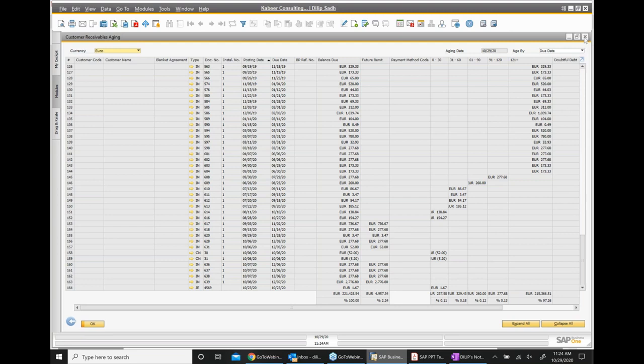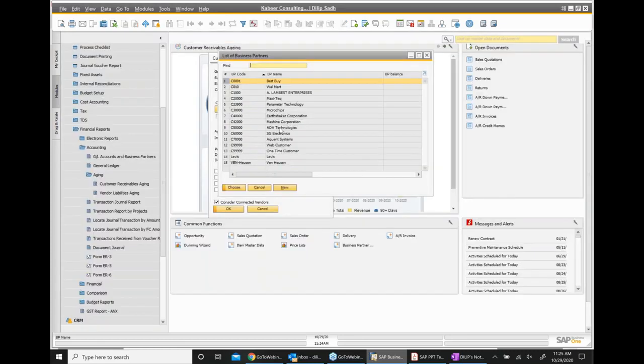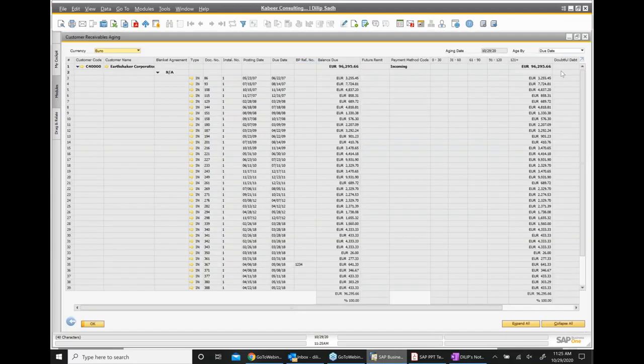If I want to choose some different customer, for example, so I want to see what is going on with this customer called Earthshaker Corporation. So this is Earthshaker Corporation. And these are the different transactions we have done with Earthshaker. These are different transactions with Earthshaker.